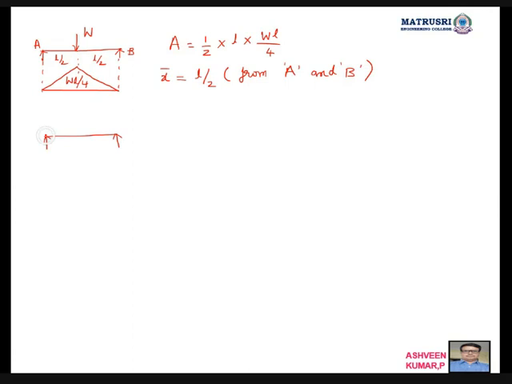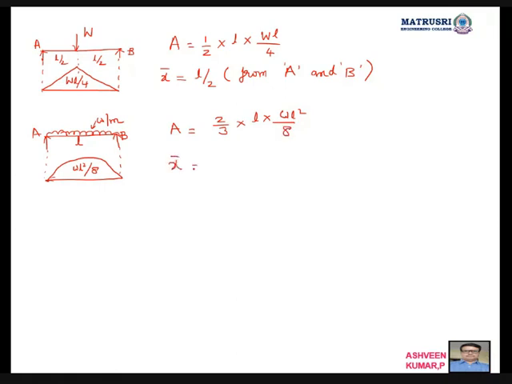Now, suppose it is UDL, W per meter run. This is L. So our bending moment diagram will be a parabola, and this is WL square by 8. You know it already. So this is A, this is B. What is the formula for area here? What is the area? 2 by 3 L into WL square by 8.